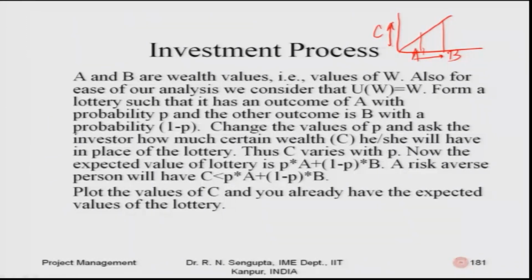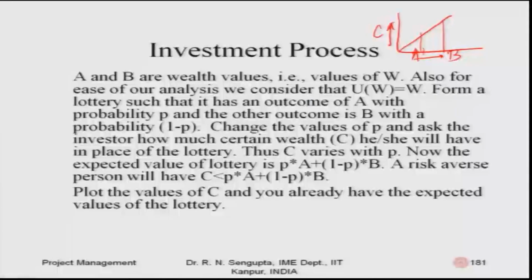If you see this red color diagram where I am hovering my pen, the discussion starts from that. A and B are wealth values, that is the values of W, the wealth in rupees, dollars, euros, yens, Deutschmark. Deutschmark does not exist now, but Canadian dollar, Australian dollar do. Also, for ease of analysis, we consider the utility function to be W, which is the straight 45-degree line.